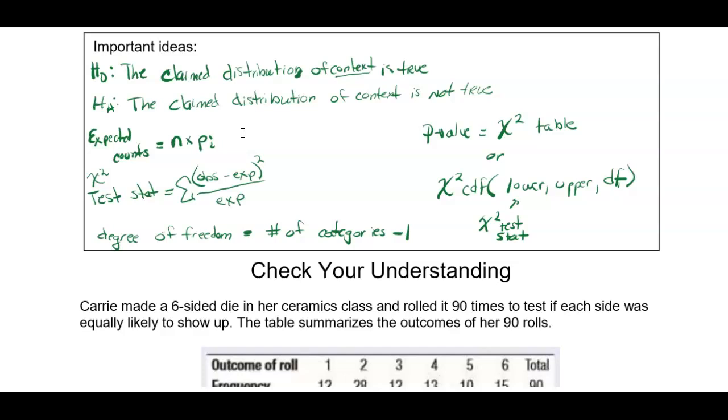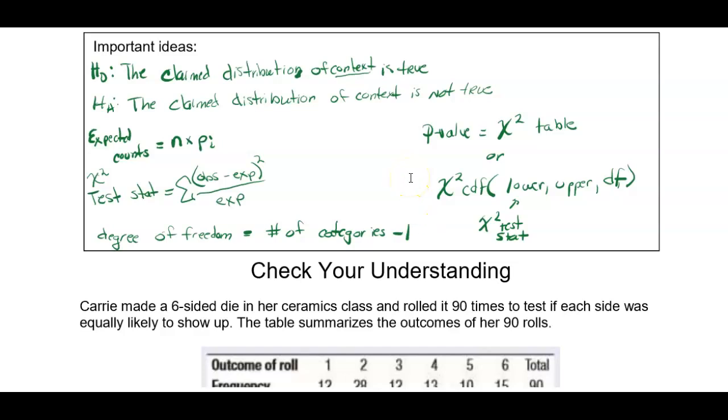Now to find the test stat, we do our observed minus our expected squared, and we divide it by that expected. Then we take the summation and add all of those up. So that gives us our chi squared test stat. We know that our degrees of freedom then is going to be the number of categories we have minus 1. So in our case, it was 4 minus 1, 3.